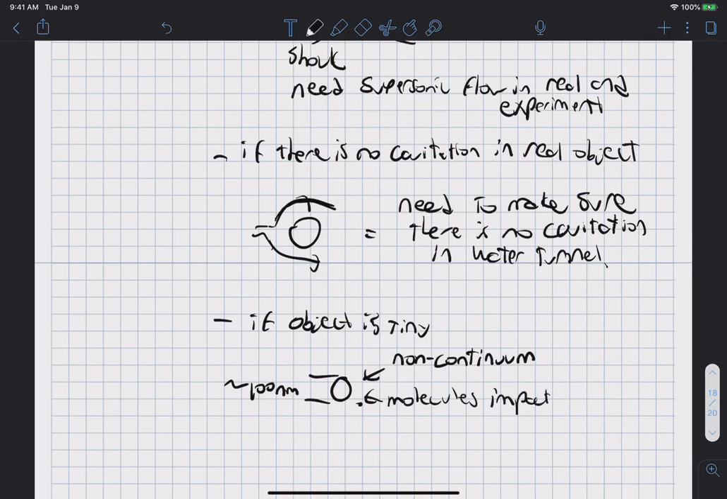You know, you need a computer to do it, but the molecules impacting the tiny sphere are countable. And this is called a rarefied flow regime.